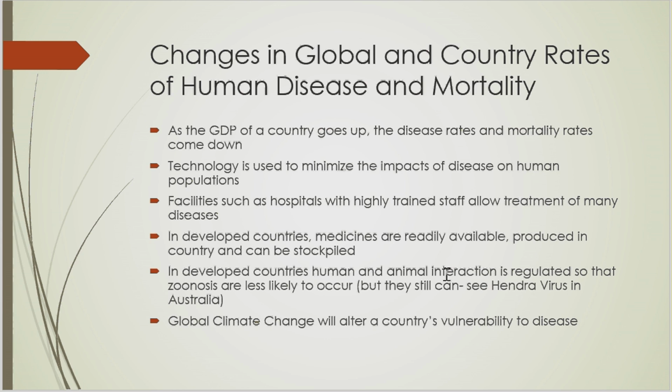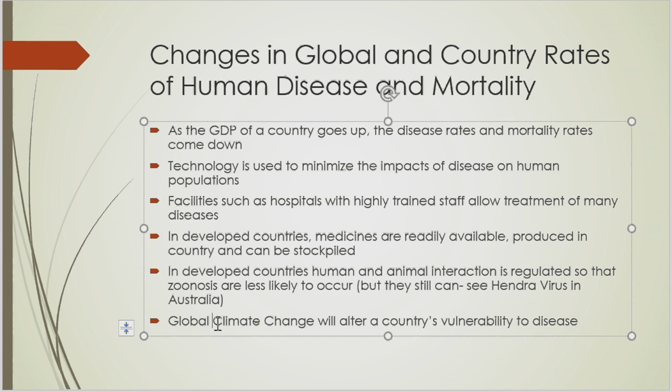In developed countries, human and animal interactions are regulated much more tightly so that zoonoses are less likely to occur. So the jump between animals and humans is less likely to occur because hygiene regulations in developed countries are much more strictly enforced, so that you'd see much less jumping of zoonoses.